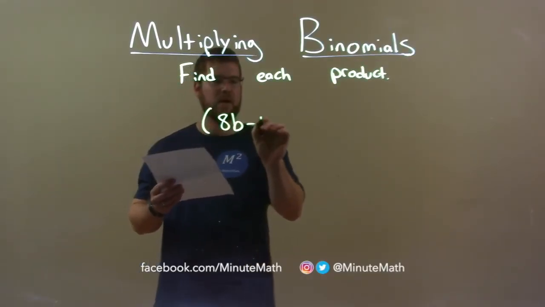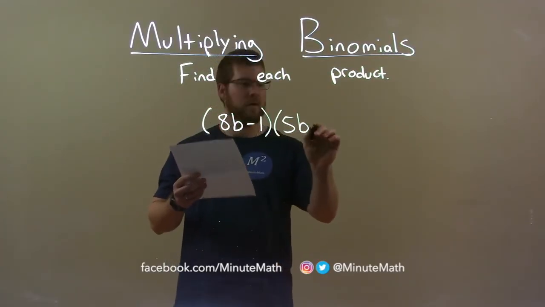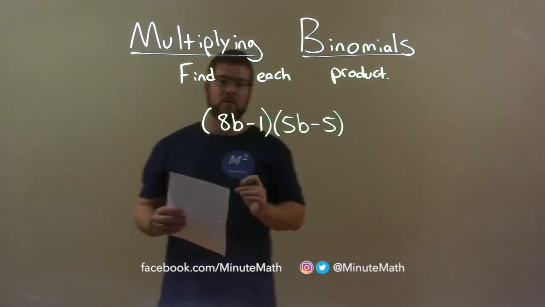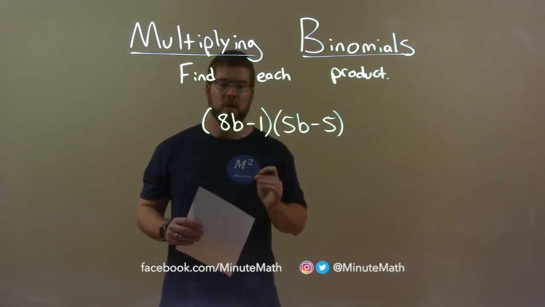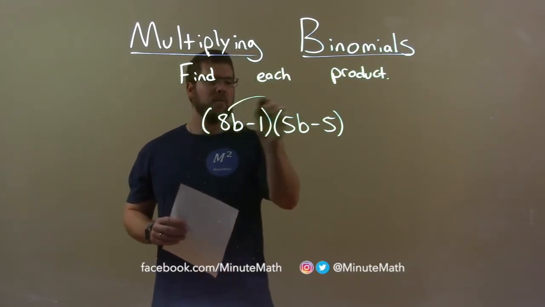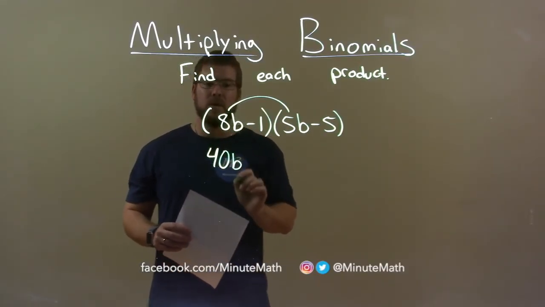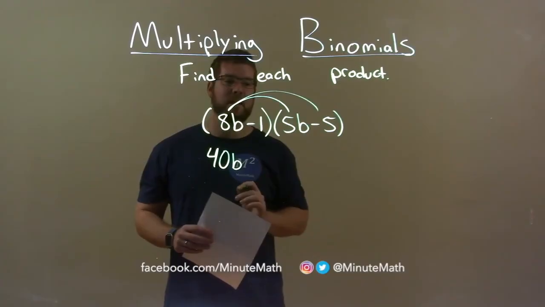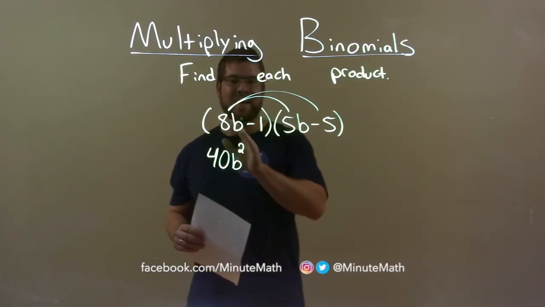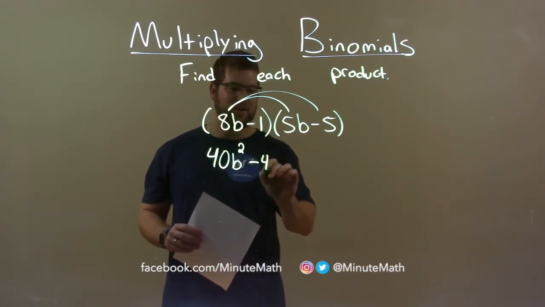8b minus 1 times a 5b minus 5. We want to take all parts of our first parenthesis and multiply by all parts of our second parenthesis. So, 8b times a 5b is a 40b squared. 8b times a minus 5 is a minus 40b.